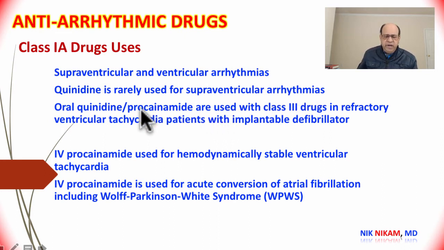However, oral Quinidine or Procainamide may be used along with class 3 drugs such as Amiodarone in patients who are refractory to treatment for ventricular tachycardias, especially with compromised left ventricular function. IV Procainamide is used for patients with hemodynamically stable ventricular tachycardia. It is one of the few drugs that acts on the accessory pathway in a patient with WPW.